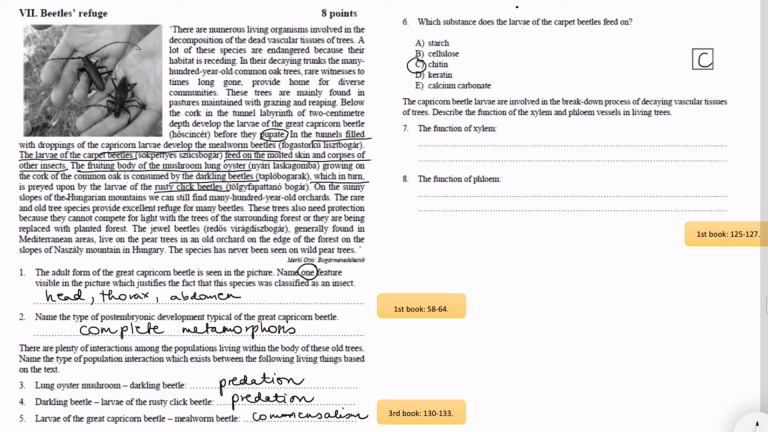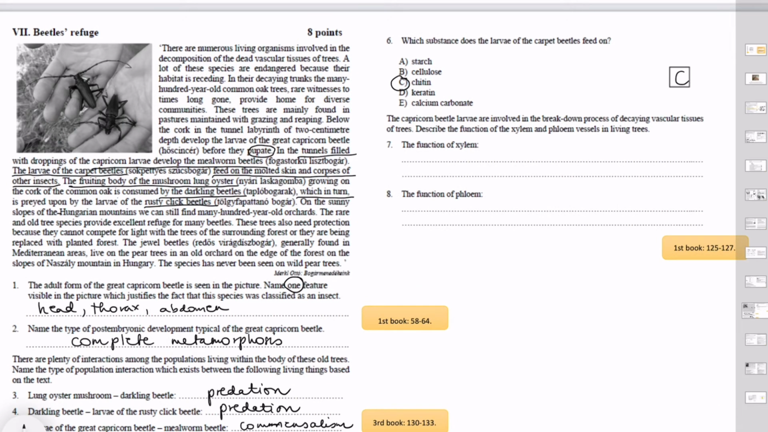The Capricorn beetle larvae are involved in the breakdown process of decaying vascular tissues of trees. Describe the function of the xylem and phloem vessels in living trees. So xylem is responsible for water and mineral transportation, typically from the roots towards the upper parts of the plant. And the phloem is transporting organic substances from the actively photosynthesizing parts, from the foliage, for example, of the tree towards the other parts. But to tell the truth, the phloem is capable of transporting both up and down, and the transport is basically called translocation.